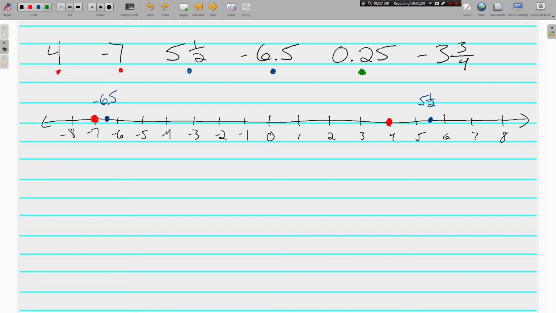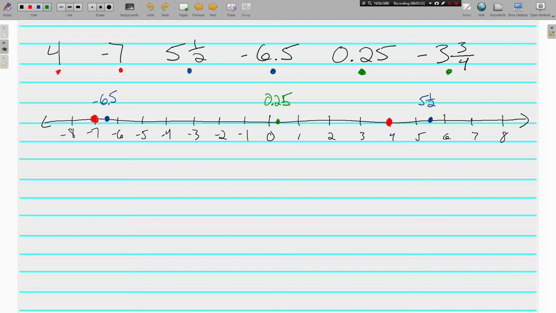Now, 0.25, that is between 0 and 1, but it's less than halfway between 0 and 1. So putting the green dot right here, that would not be good because that's halfway. Alright, instead, it's only about a fourth of the way, so we're going to make sure that our dot is closer to 0 than it is to 1.